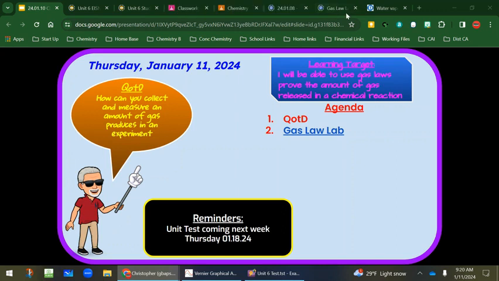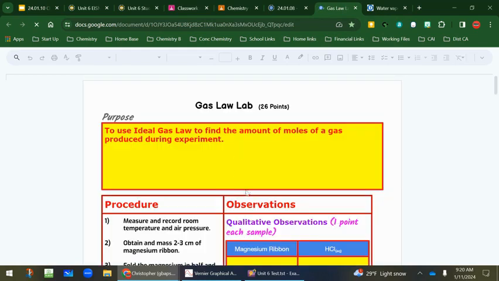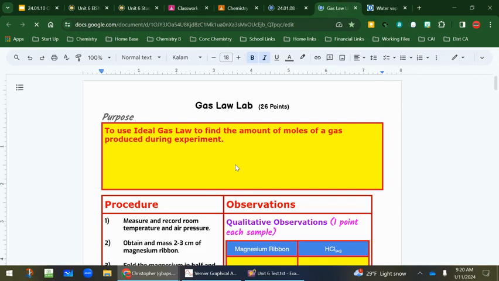Okay? So ladies and gentlemen, what I need you to do is open your computers to the gas law lab. The one that looks like this, ladies and gentlemen. And let's talk about what we are going to be doing today.